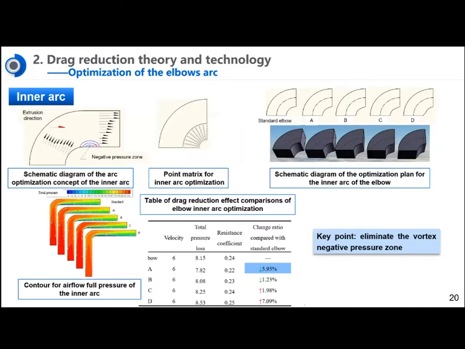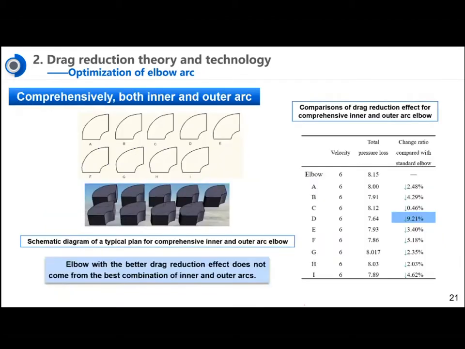Okay, this slide is about the inner arc. The core of the inner arc is changed, so we can remarkably reduce the negative pressure area of the vortex. Comprehensively, we can consider both the inner and the outer arc.